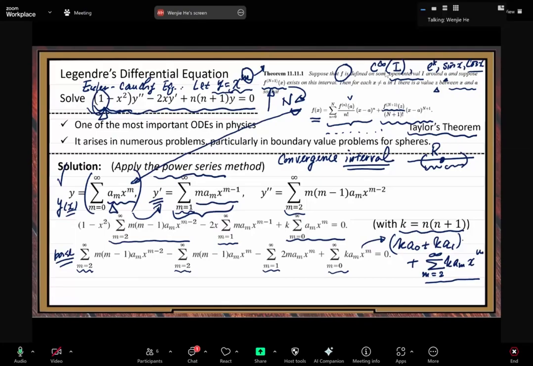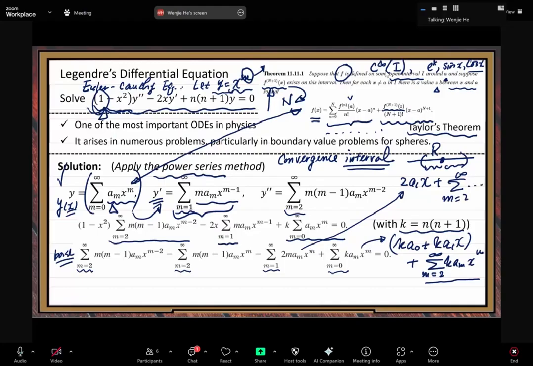Similarly, for this one, the first term you take out: m equals 1, 2m, so 2. So you have 2 times 1, a1. Oh, sorry, we should have x here, I missed the x, x to the first. So 2 times a1 times x is one term. Then the remaining starts from 2.